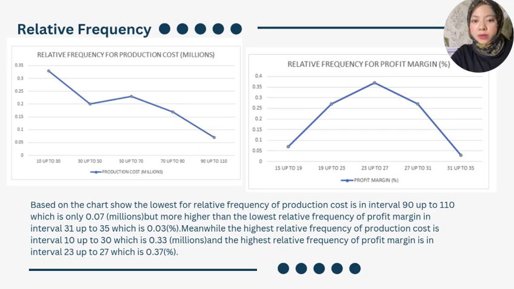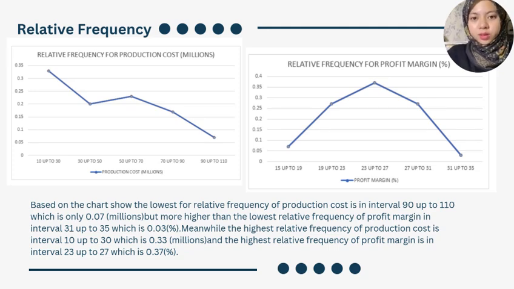0.03. Meanwhile, the highest relative frequency of production cost is the interval 10 up to 30, which is 0.33, and the highest relative frequency of profit margin is the interval 23 up to 27, which is 0.37.